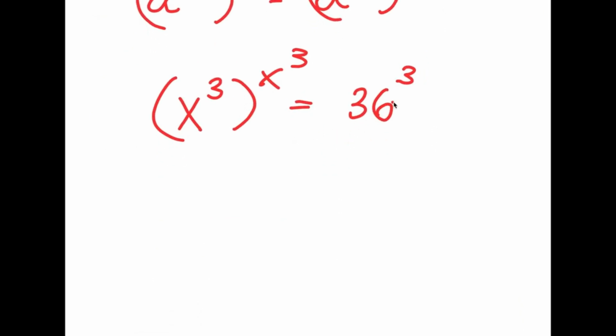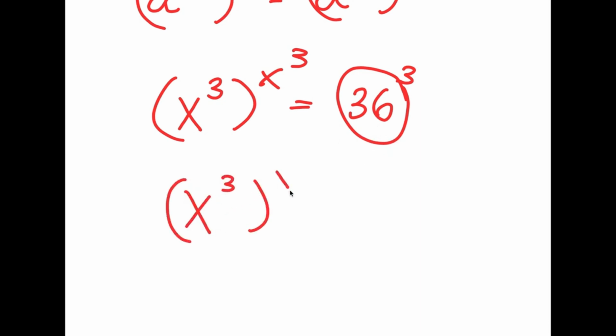Now from here, I'm going to rewrite 36 as 6 to the power of 2. So now I have x to the power of 3, to the power of x to the power of 3, is equal to 6 to the power of 2, to the power of 3.